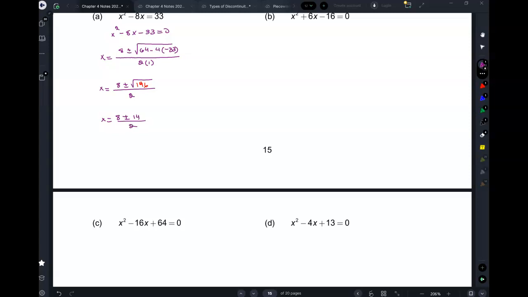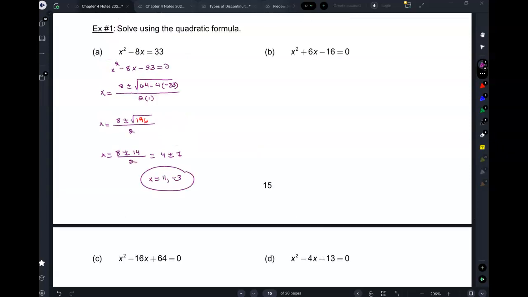So look, before I even simplify, I can divide both of these by 2, right? So this is 4 plus or minus 7. So x is 11 and negative 3. Okay? Right. So let's do this next one.